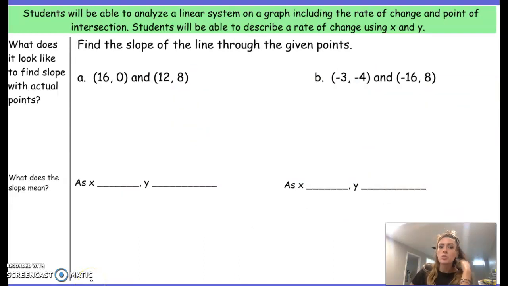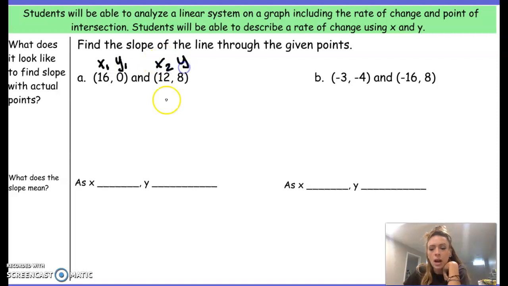Okay, so find the slope of the line through the given points. So if we're talking about just points, remember we can pick this one to be our first point, and it can be X sub 1, Y sub 1. And we can pick this one to be our second point, X sub 2, Y sub 2. Now, I want you to go into Desmos if you need to, and you can totally graph this and count it on a slope triangle, or you can use the formula. I like to just think about, well, I need to find the difference between these two guys, and I need to find the difference between these two guys.